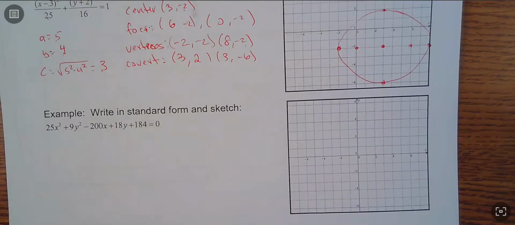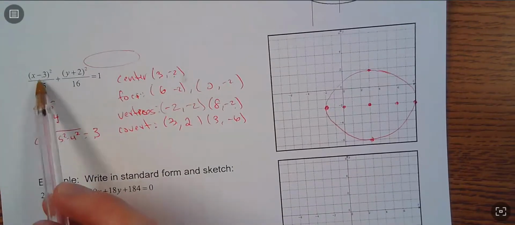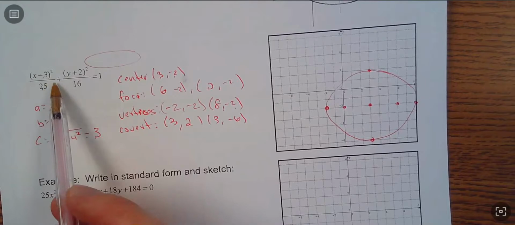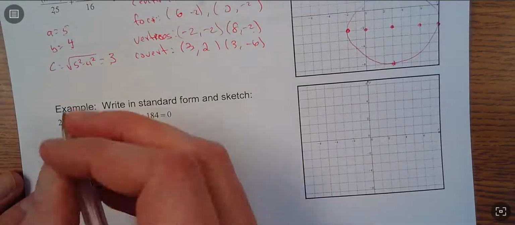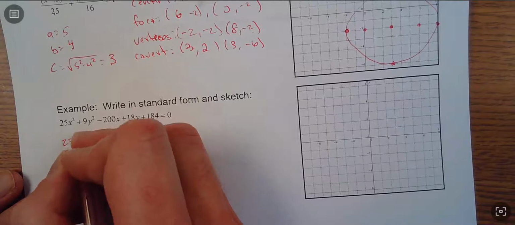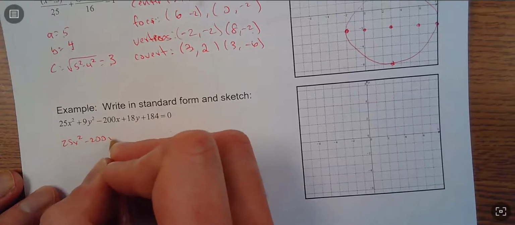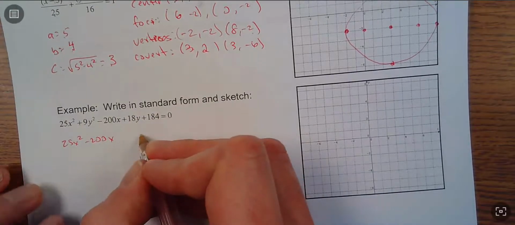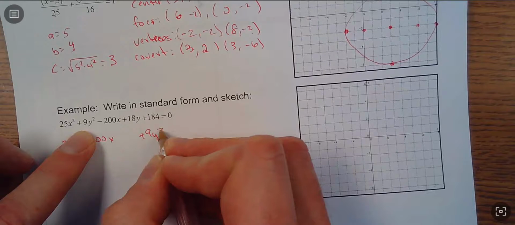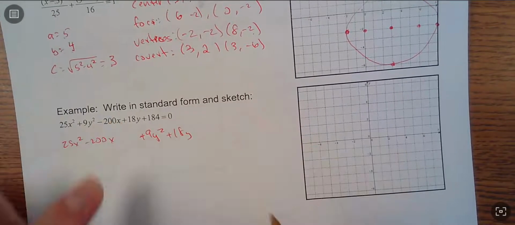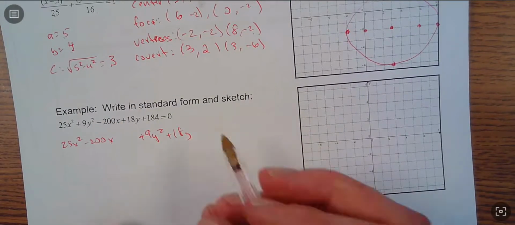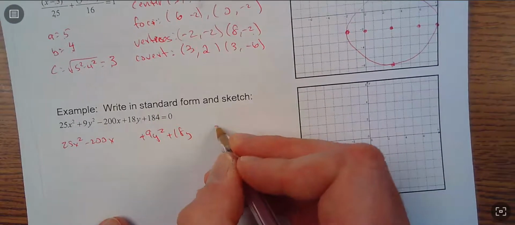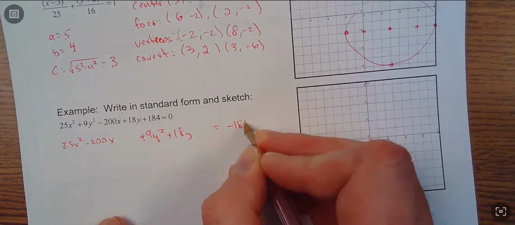I want to separate, but I don't want to put them on opposite sides on this one, because the x squares and y squares are on the same side together. With parabolas they are separated, but with this standard form they're on the same side. But I want to line them up. So 25x squared minus 200x, leave a space, plus 9y squared plus 18y. And now the constant, go ahead and take the other side. I'll bring that over as a -184.